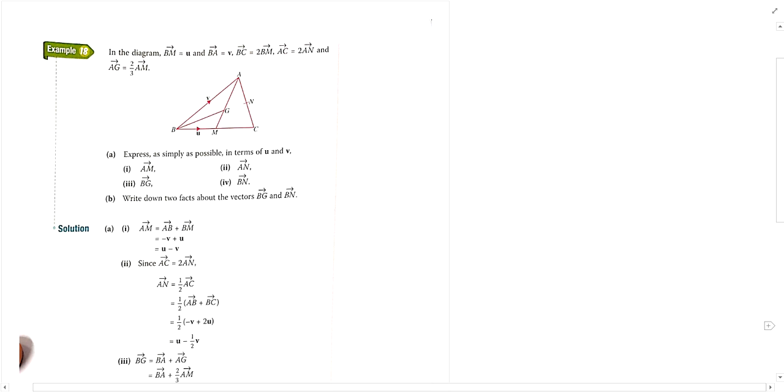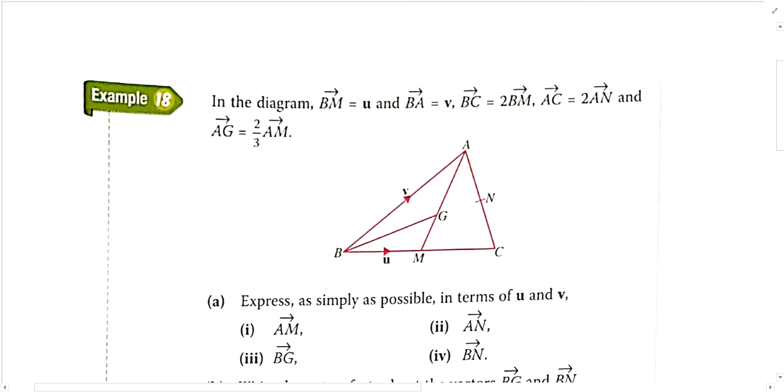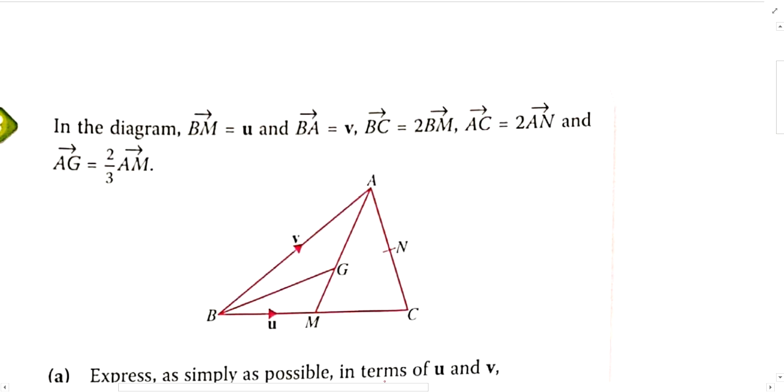Next, example 18. Okay, this diagram, BM is U, BA is vector V, BC is 2 times BM. How do we indicate in the diagram over here? BC is 2 times BM. Can you try? Indicate in your diagram that BC is 2 times BM.